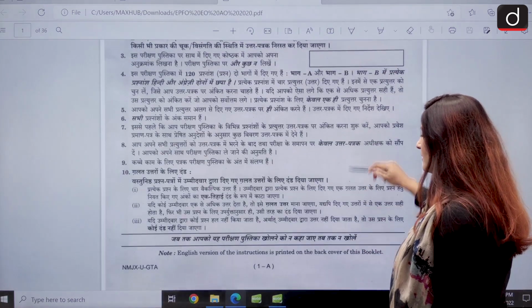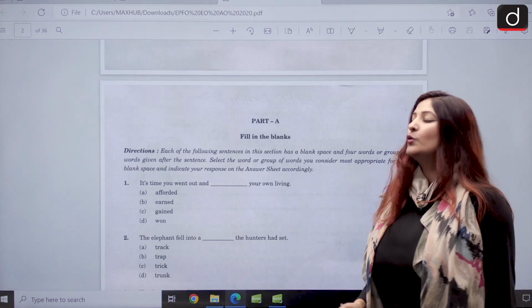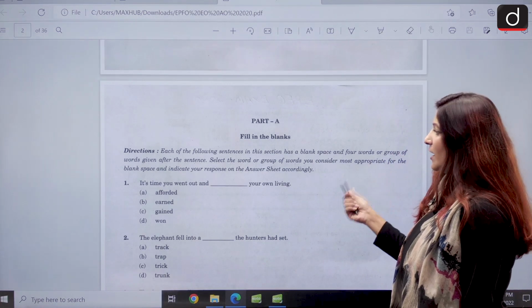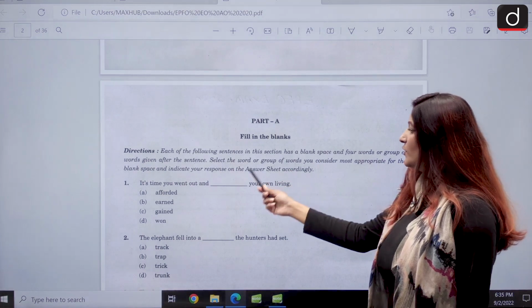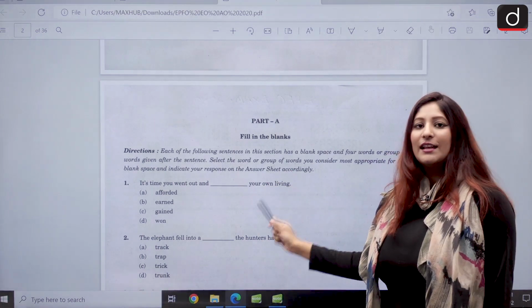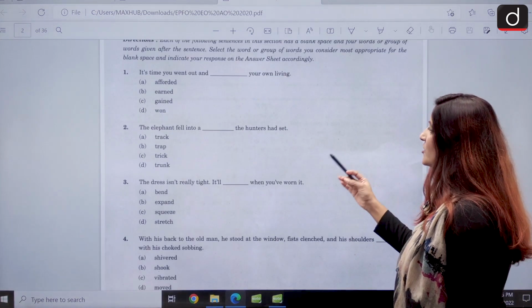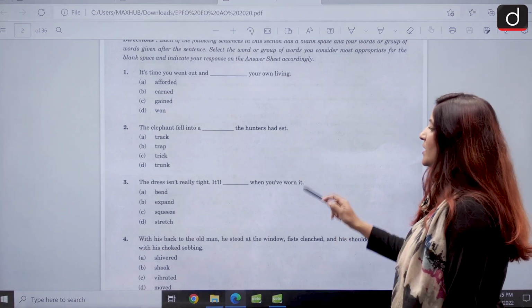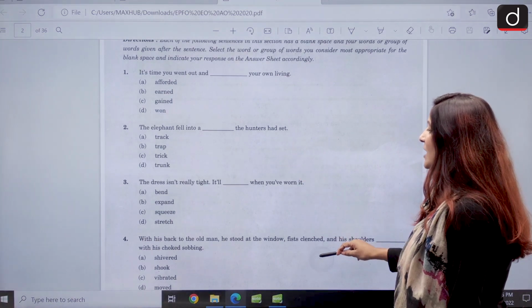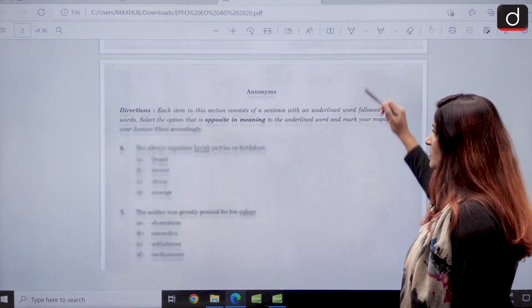Again, you see this paper will be divided into part A and part B. Part A will be dedicated to general English again. For example, "So it's time you went out and dash your own living." You have to fill in the blanks. English question, grammar. Then, "The elephant fell into a dash the hunter's hat set." So simple English question. "Dress isn't really tight, it'll dash when you've worn it." Simple question with respect to the English language.